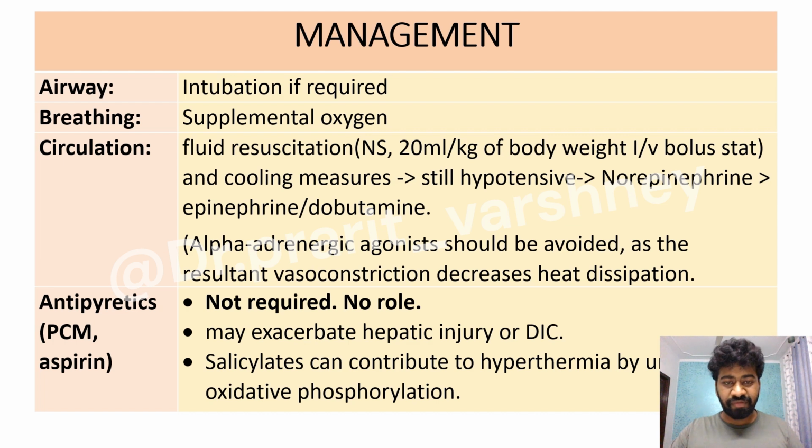Norepinephrine is preferred over epinephrine and dobutamine. But this is given after the cooling measures have been done. Like you brought down the body temperature and you have done the fluid resuscitation. Then if the patient is still hypotensive, you will start the epinephrine or norepinephrine. Because alpha adrenergic agonists cause vasoconstriction, and vasoconstriction decreases the heat dissipation. So first dissipate the heat and then start the inotropic agents.